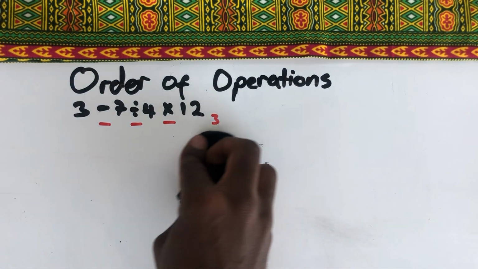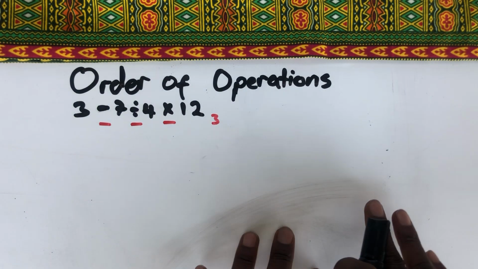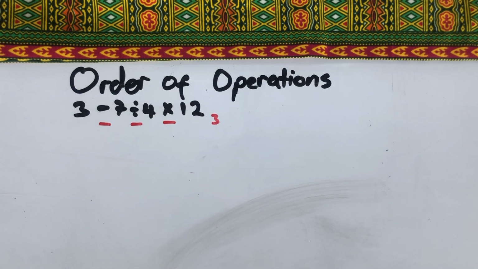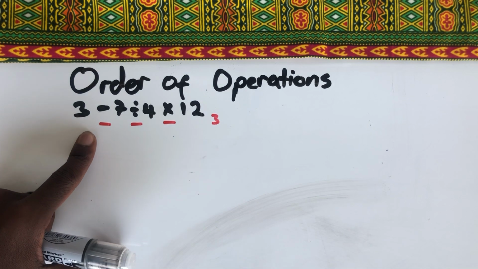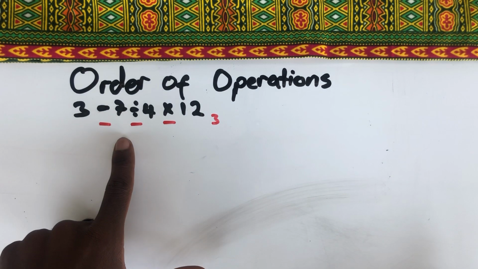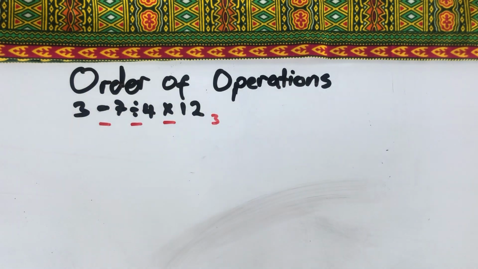Now that we've looked at some of the different operations that we have present in the diagram, let us look at some examples. And the first one that we will start with is this one here. As you can see, we have 3 minus 7 divided by 4 multiplied by 12.